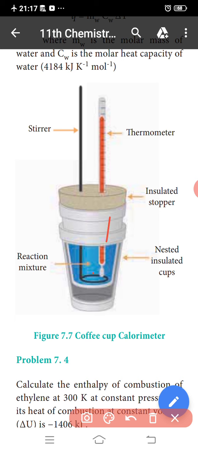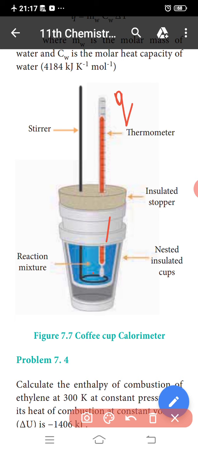This method can be used for reactions where there is no appreciable change in volume. So the change in the temperature of water is measured and used to calculate the amount of heat that has been absorbed or evolved in the reactions using the following expressions.